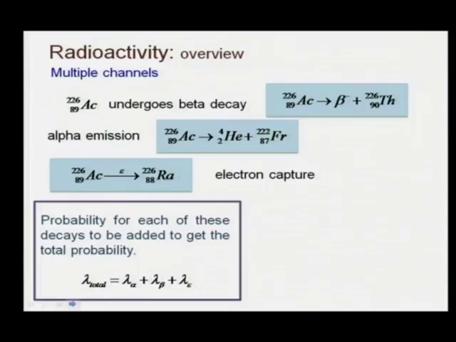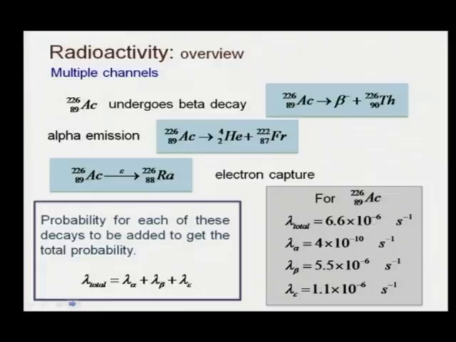All right. Now, in this particular case of actinium, experimentally it is found that the total decay probability is 6.6 times 10 power minus 6 second inverse, or decays per second. So, in 1 million actinium nuclei, in 1 second 6.6 of these will decay, or in 2 seconds 13 of these will decay.